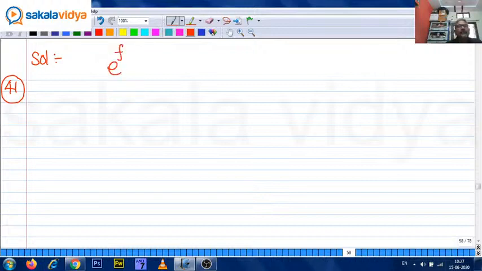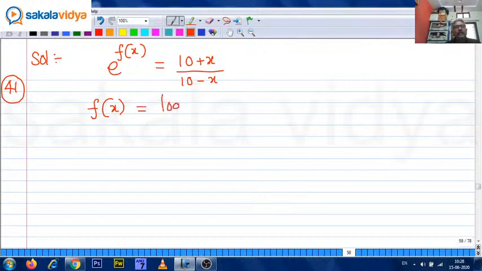e raised to f of x is given as 10 plus x upon 10 minus x. So f of x equals log of 10 plus x upon 10 minus x to the base e. That means we have changed this exponential function.